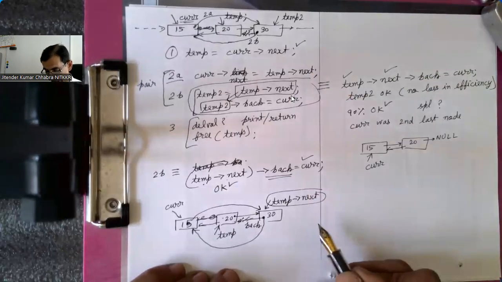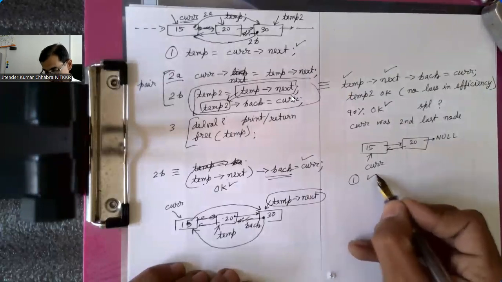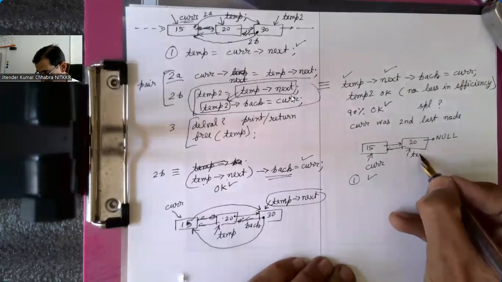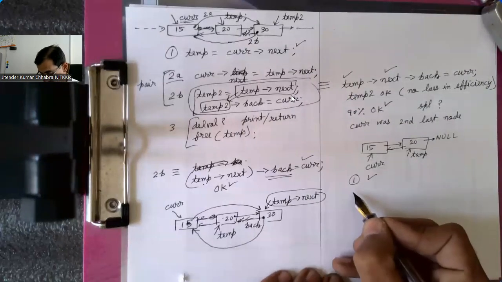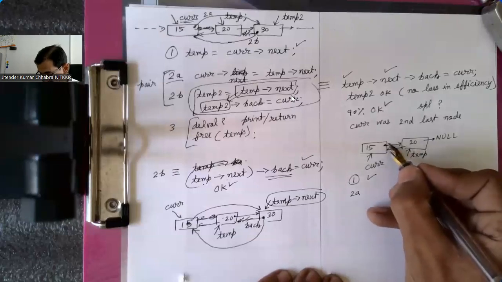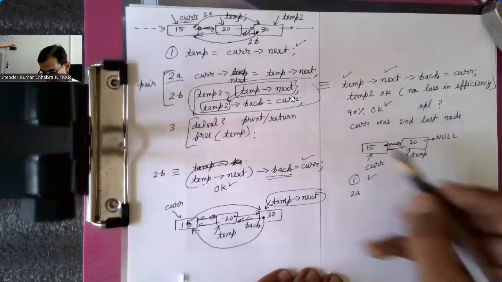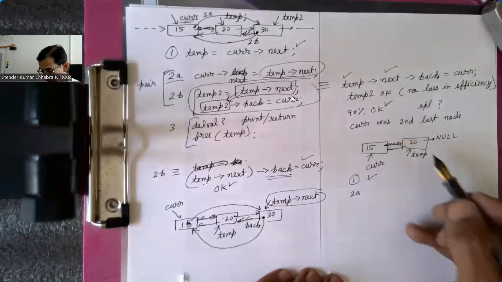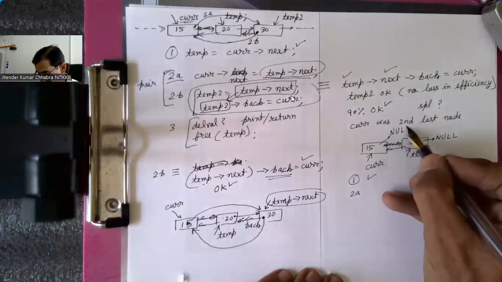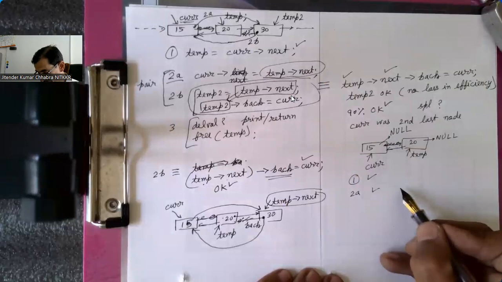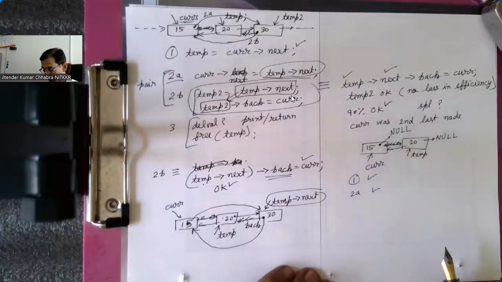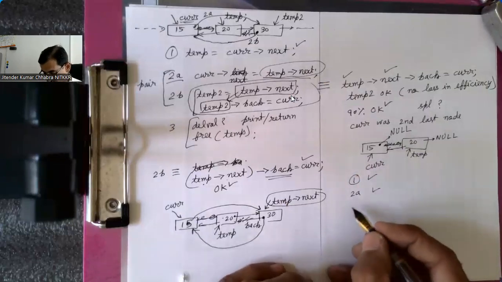Temp equal to current arrow next, first step, no problem. Temp equal to current arrow next means temp comes here, perfect. Step 2A, current arrow next is to be changed. Current arrow next gets changed to point to temp arrow next. Temp arrow next is null. So this effectively becomes null. Perfectly fine, because I actually want this itself. After 20 is deleted, this should become null. Perfect.